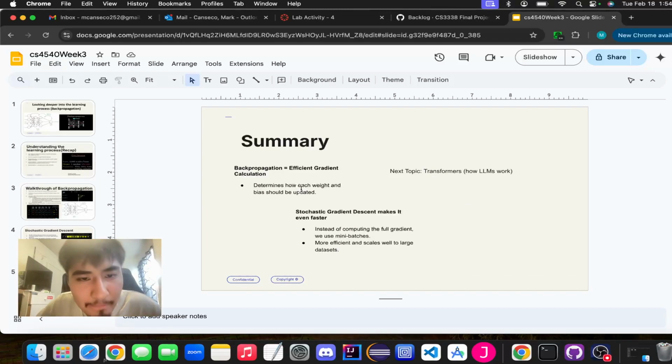In summary, backpropagation is a way to efficiently calculate the gradient. It determines how each weight and bias should be updated. Stochastic gradient descent makes it even faster because, instead of using the entire data set, we use mini batches, which is a more efficient way to scale to larger data sets.